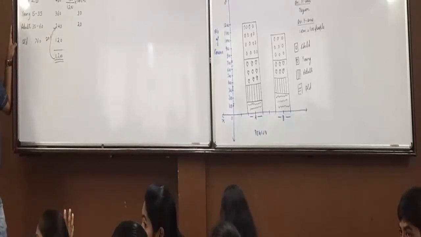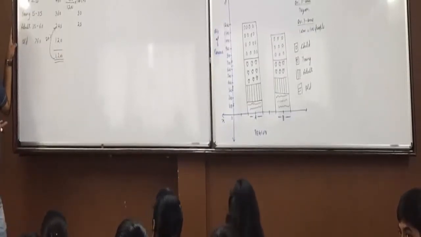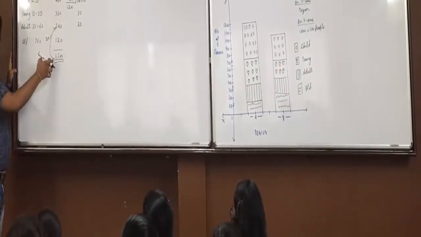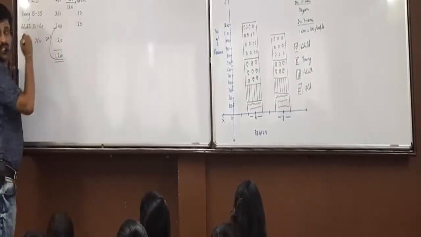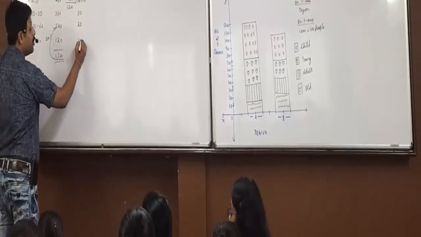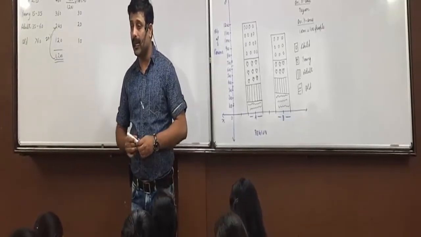Dhruvi? Sir, 120 divided by 1200 into 100 is 10. These are very, very simple things. Be attentive to what is going on. I've shown the calculation also. 120 divided by 1200 into 100. Does it come to 10% or not? Is everyone clear how to obtain it?